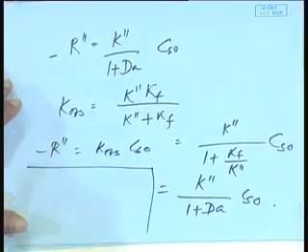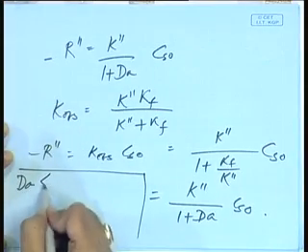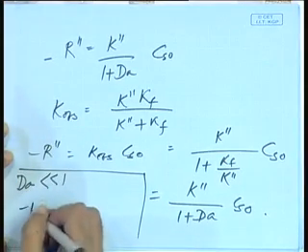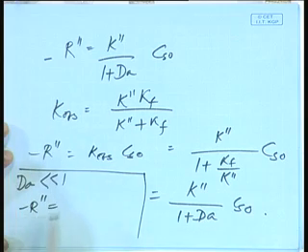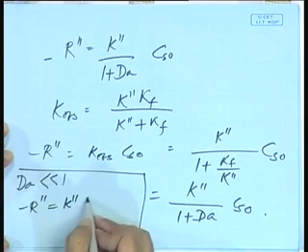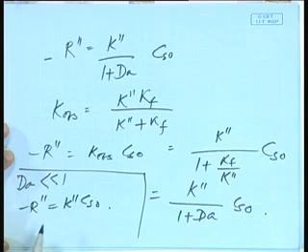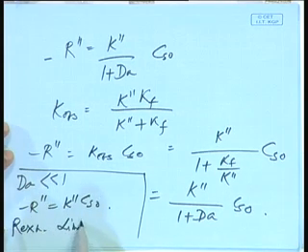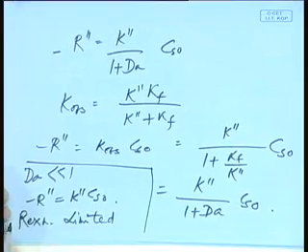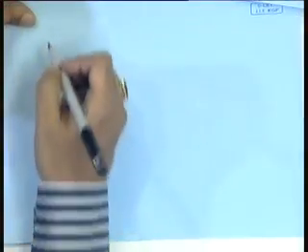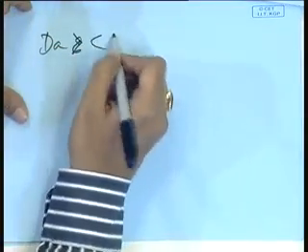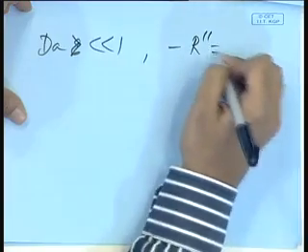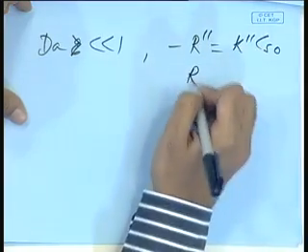So in this, if Da is much less than 1, then my R double prime goes to K double prime CS naught. Is it clear? So what is this now? This is reaction limited, right. Why is it reaction limited? Because the reaction rate that you get over here is the same as the reaction rate in the absence of mass transfer, which means reaction limited, very little mass transfer resistance. Let's look at the other end. Just to summarize, Da much less than 1: minus R double prime equals K double prime CS naught, reaction limited.